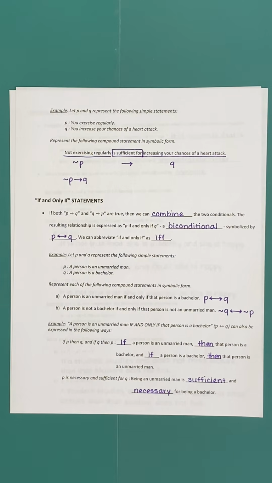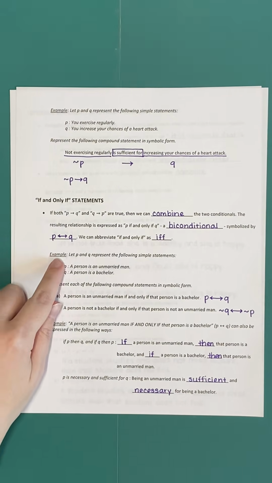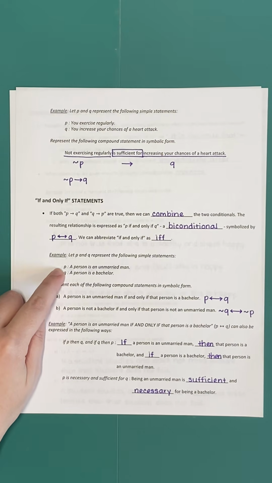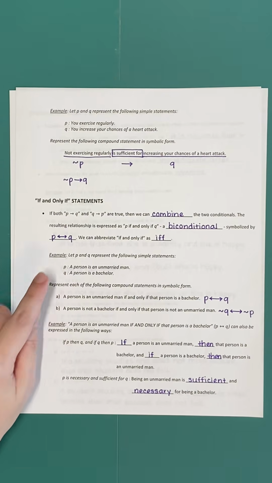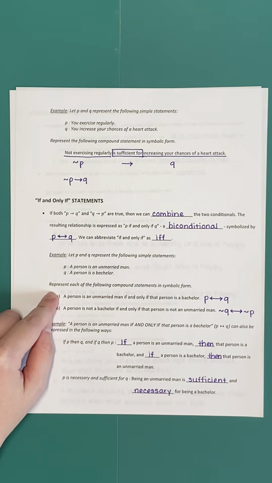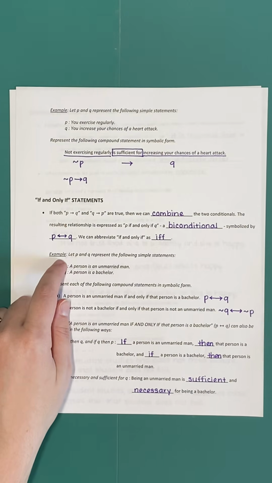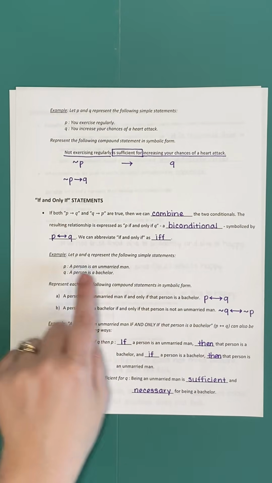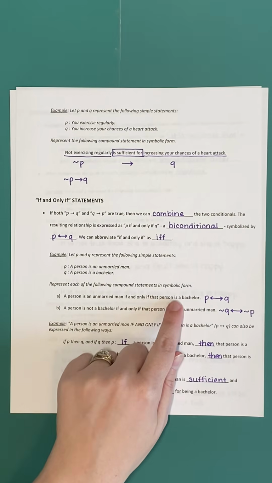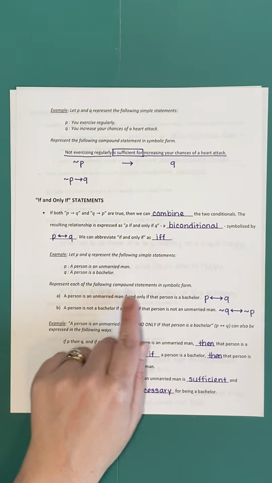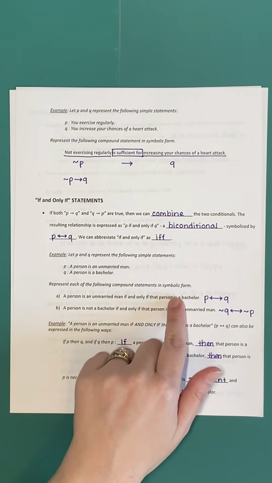So for example, P is a person is an unmarried man, Q is a person is a bachelor. So we want to write each of the following statements in symbolic form. A person is an unmarried man if and only if that person is a bachelor. So a person is an unmarried man, that's going to be P. That person is a bachelor, that's going to be Q. And then our connective is the if and only if. So P, if and only if, Q.